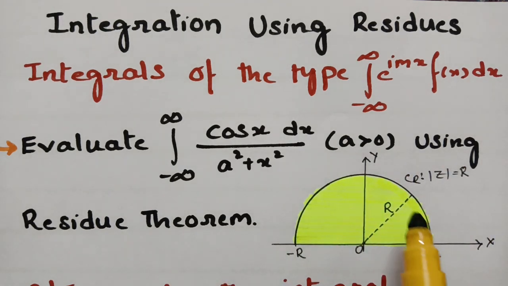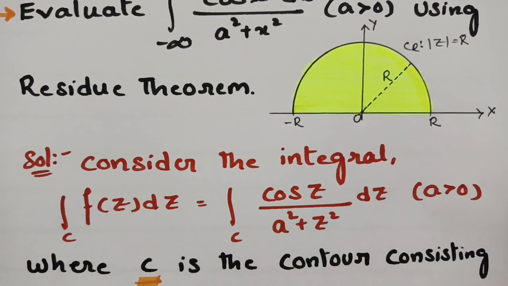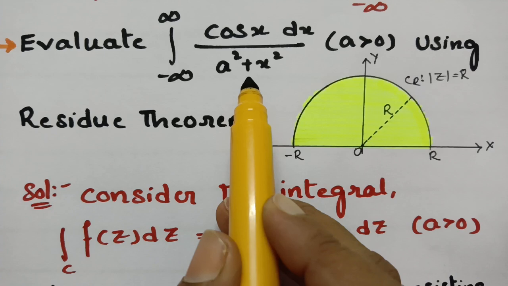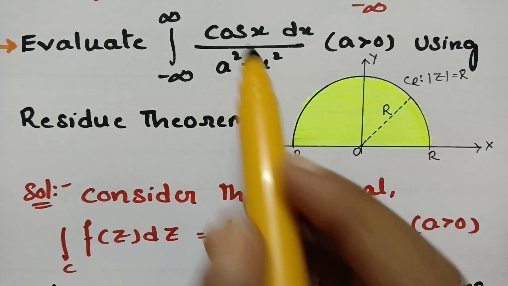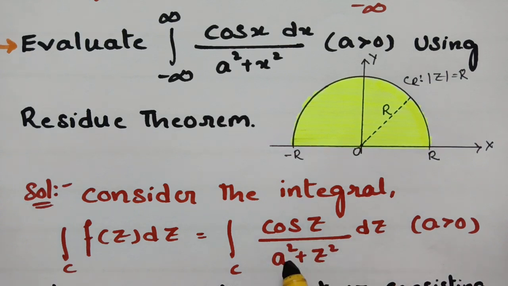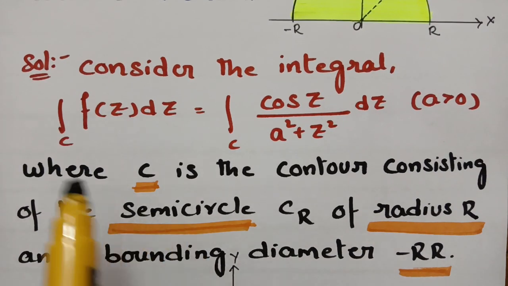So, this is the closed contour. I'll explain it in detail. Consider the integral. This is in terms of x, and I have transformed this in terms of z. Here it is cos z by a square plus z square dz, where a is a positive value.